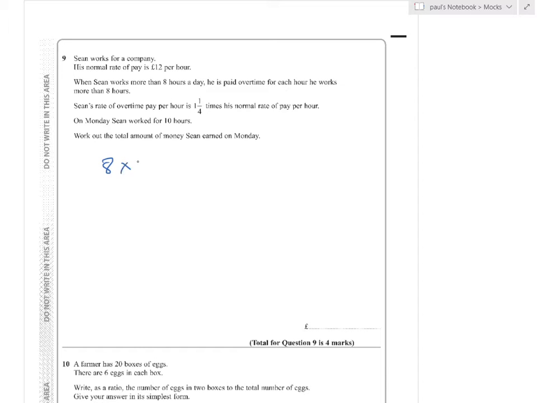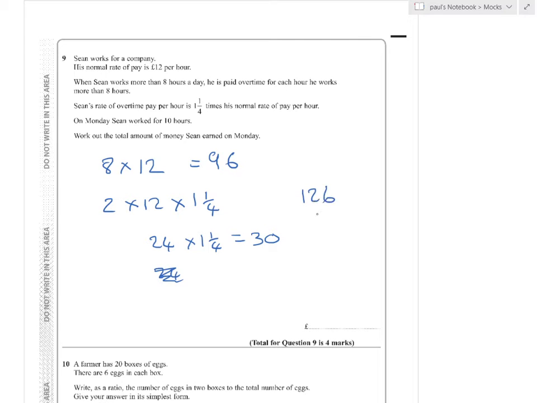So he's going to work 8 hours at 12, and he's going to work for 2 hours at 12 times 1 1/4. So 8 twelves, 96. So using 96 for that, 2 hours is £24 times 1 1/4. 24, what's a quarter of 24? It's 6, isn't it? So that equals 30. So 30 and 96 added together is 126.